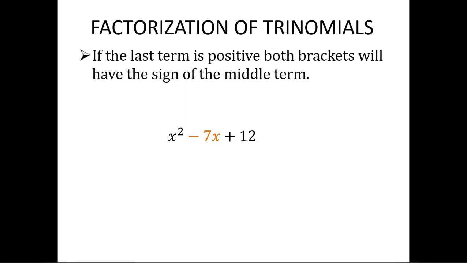Obviously, x squared will be the first term. The middle term will be minus 7x. The last term will be plus 12. That plus is very important because when it's minus, it's a different story. So what am I going to have as the first term in each bracket? So I'm going to open a bracket.